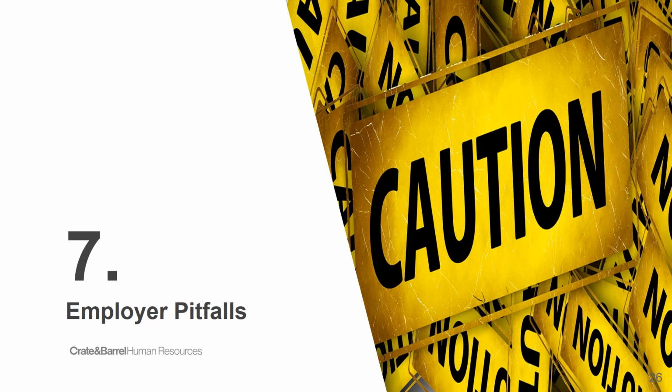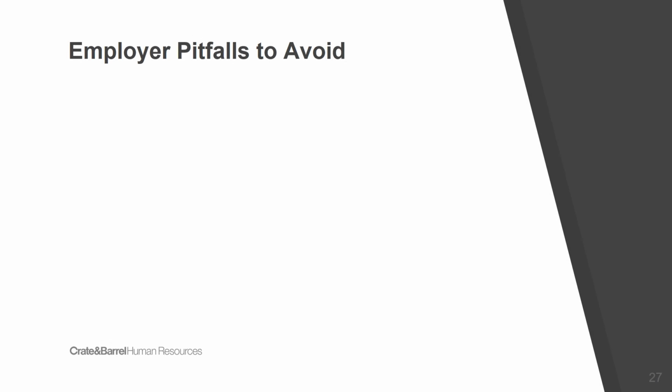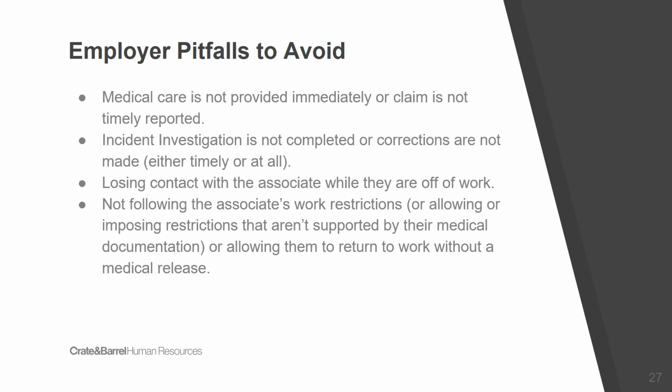Section 7. Employer pitfalls. When an associate is injured and a workers' compensation claim is filed, it is important to be mindful of common mistakes made that could prevent the associate from returning to work, cause the claim to become litigated, and cause claim costs to increase more than they should. Here are some examples. Not providing medical care immediately or not reporting the claim in a timely manner.